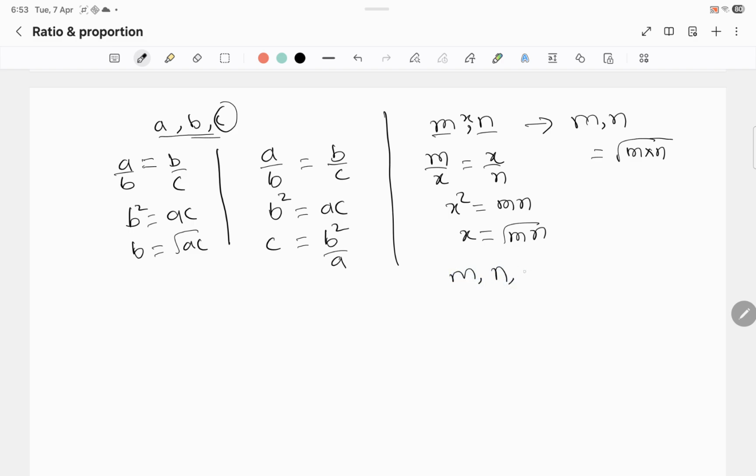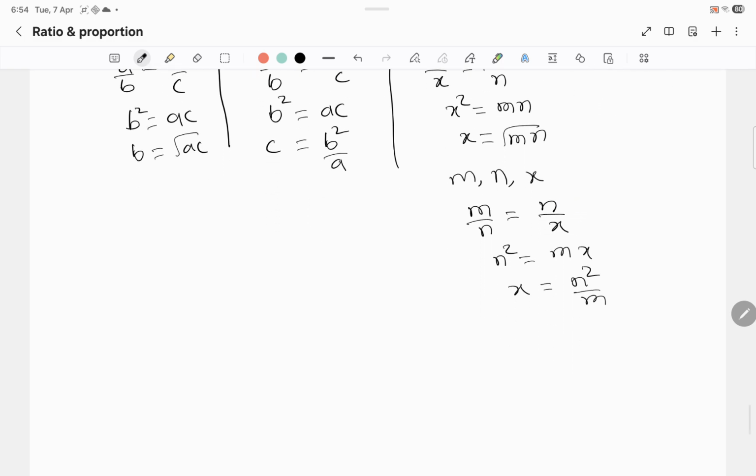Now the third proportion of M, N. The actual procedure is, let X be the third proportion. Then M by N is equal to N by X. Then N square is equal to MX, where X is equal to N square by M. That's all.